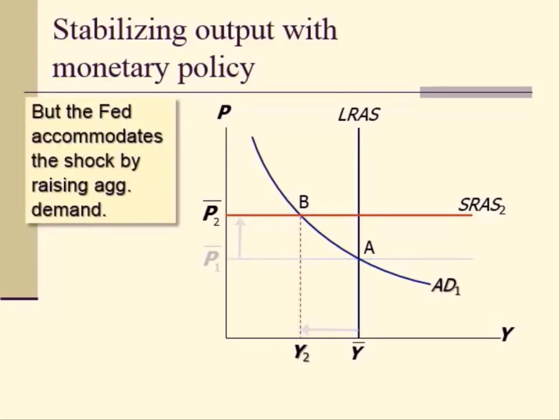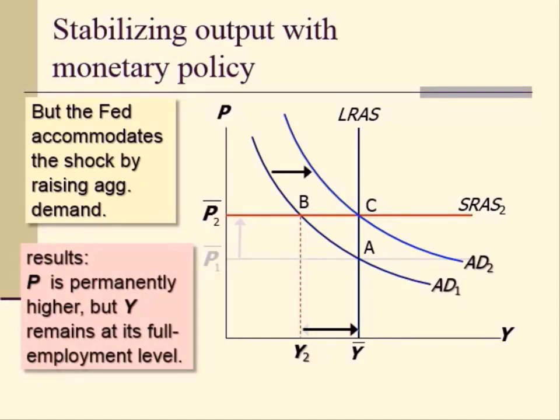If the Fed correctly anticipates the sign and magnitude of the shock, then the Fed can accommodate the shock by raising aggregate demand, by increasing the money supply, as you learned before. The result would be point C at the end. That is, the price level permanently becomes higher at P bar 2, but Y remains at its full employment level at Y bar, with the natural level of unemployment staying the same, unlike without accommodation. Therefore, people didn't lose their jobs. The only effect was, at the end, higher prices.